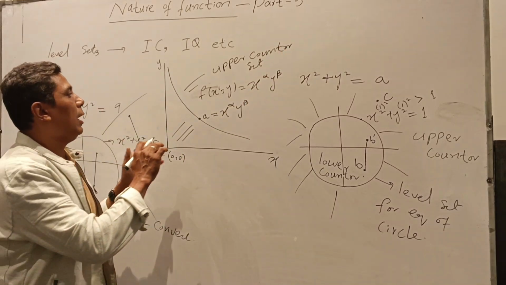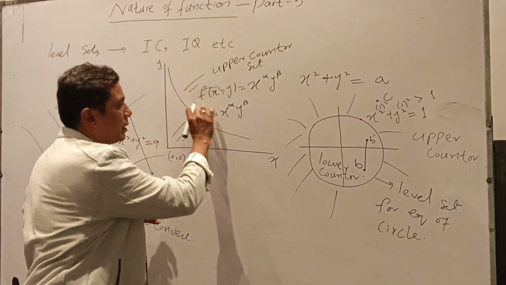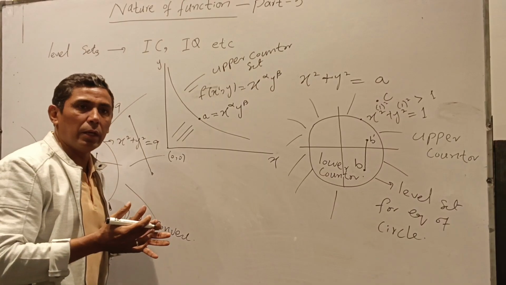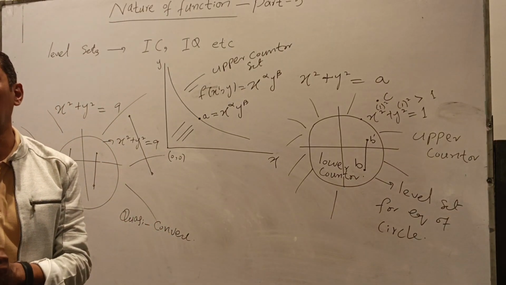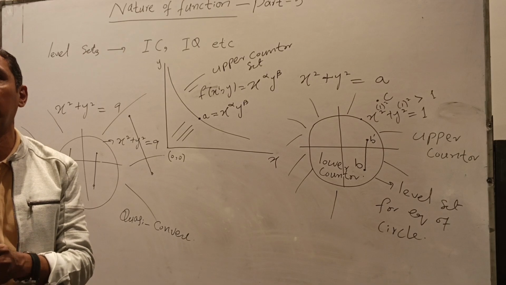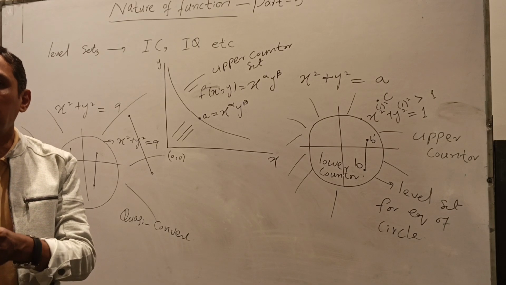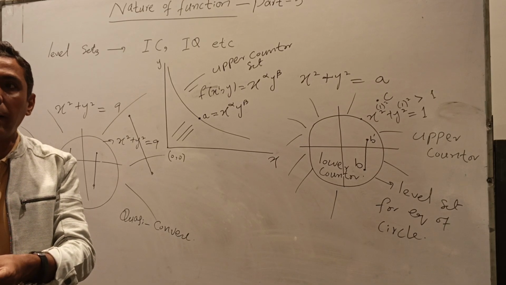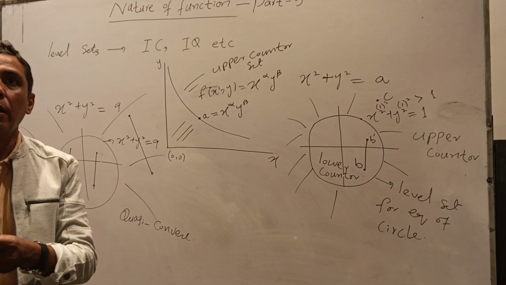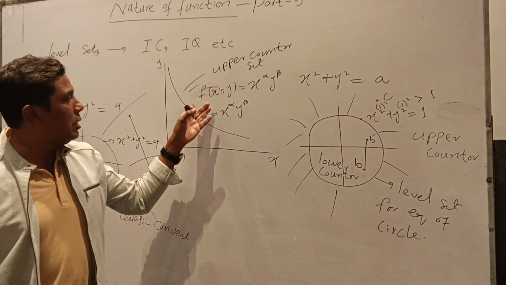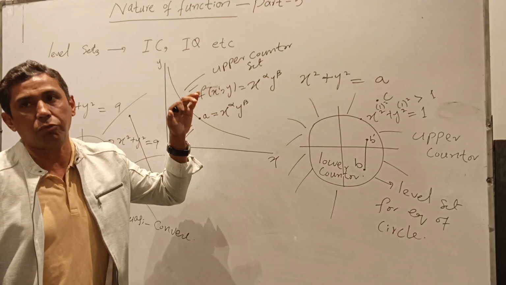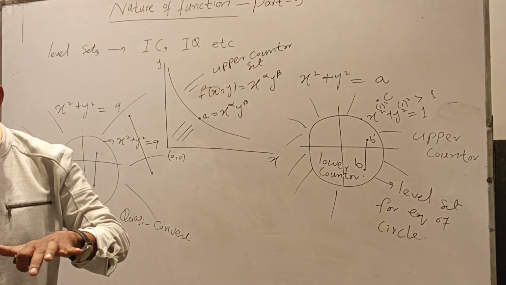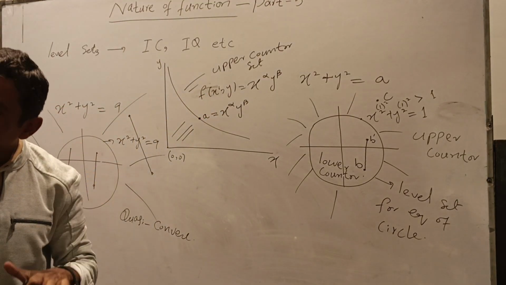So now you mark that as my level sets. In the case of the IC, on the basis of level sets you will decide which region represents your upper contour and lower contour. Clear? Why? Because on the basis of the upper contour and lower contour sets, you will decide the nature of the function, whether it is quasi-concave or quasi-convex.